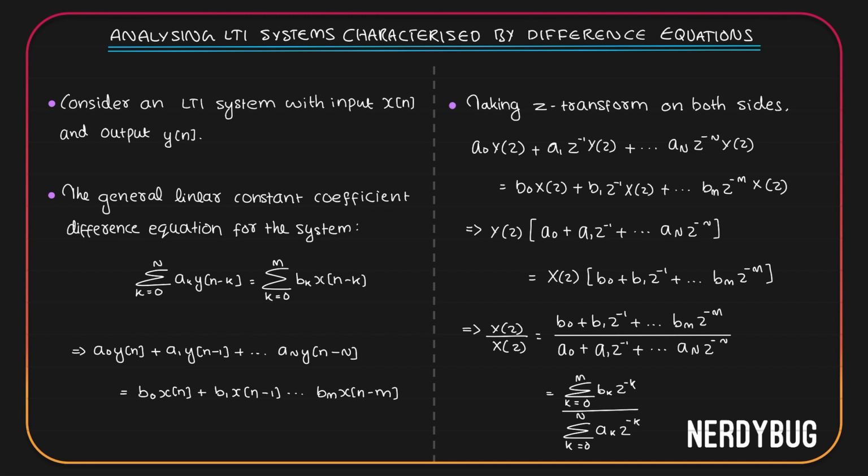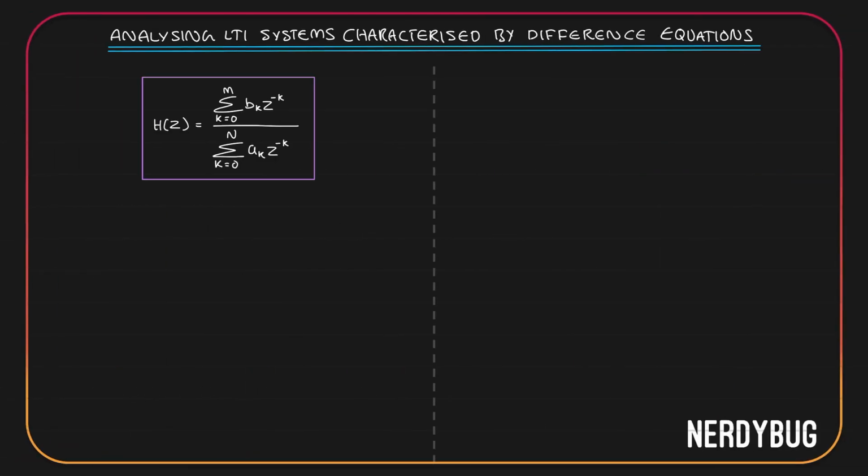But we have already learned that for an LTI system, y of z, that is the Z transform of the output, is the product of h of z and x of z. That means if you take y of z divided by x of z, that should be equal to the system function h of z. So what we have over here is nothing but h of z. Let us put it in a box. So we got for an LTI system that is characterized by difference equations, h of z is summation from k equals 0 to m bk z raised to minus k divided by summation from k equals 0 to n ak z raised to minus k.